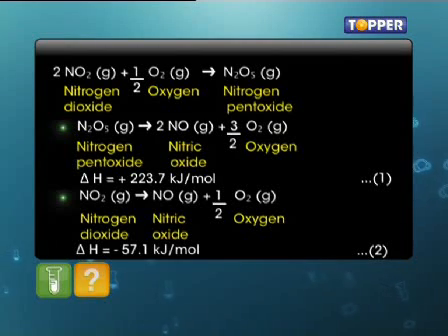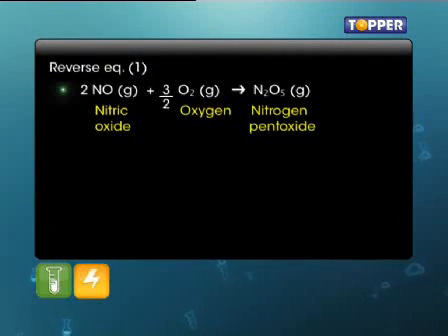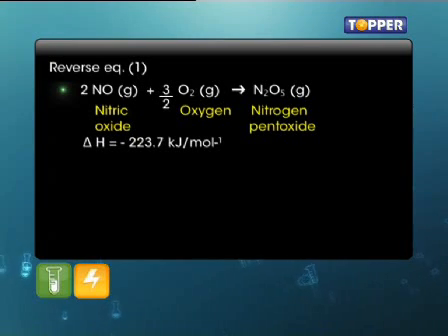Enthalpy change for the two reactions are 223.7 kilojoules per mole and minus 57.1 kilojoules per mole respectively. Since we need to find the enthalpy of formation of nitrogen pentoxide, we must bring it to the product side. So, the first step will be to reverse equation 1. Reversing the equation will also affect the sign for enthalpy change, that is delta H, and it will now become negative. 2NO plus 3 by 2 O2 giving rise to N2O5 will result in delta H minus 223.7 kilojoules per mole. Number this equation as number 3.